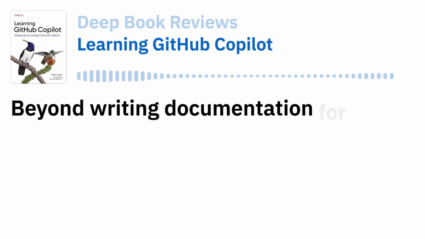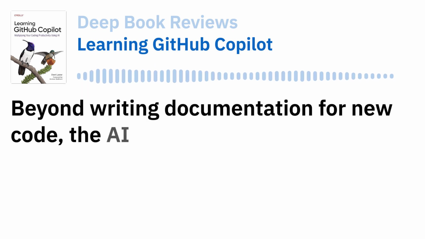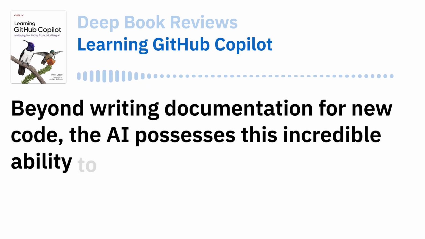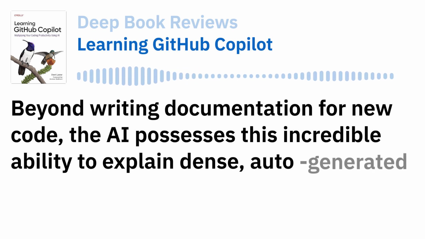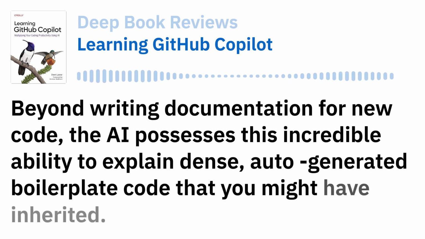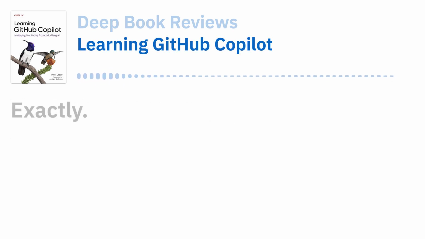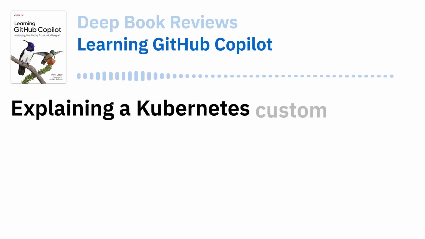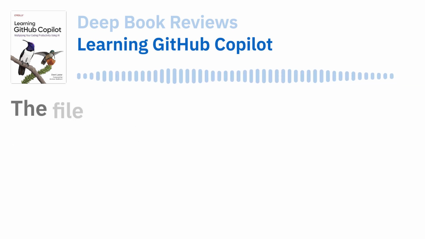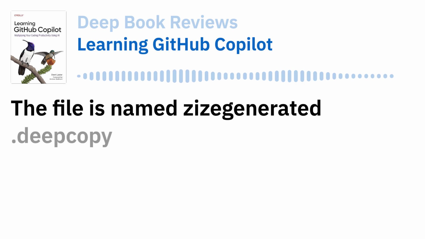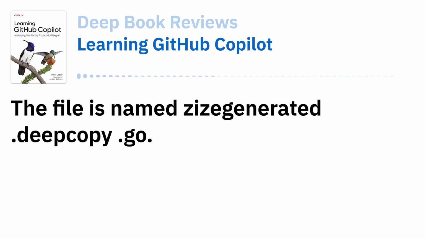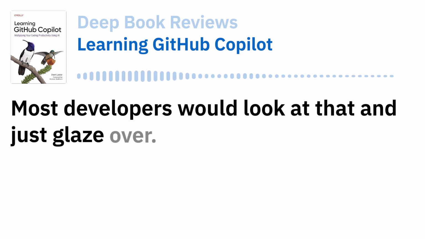Beyond writing documentation for new code, the AI possesses this incredible ability to explain dense, auto-generated boilerplate code that you might have inherited. Yes, the book gives a really specific example of this. The Kubernetes one, right? Exactly. Explaining a Kubernetes custom resource file. The file is named zz_generated.deepcopy.go. Most developers look at that and just glaze over, I would.